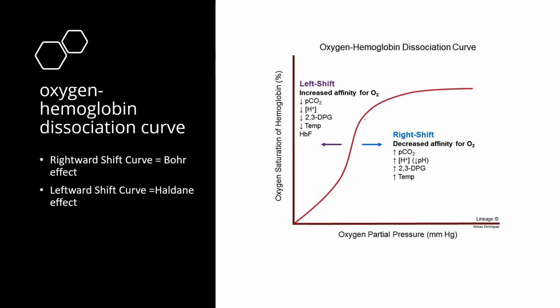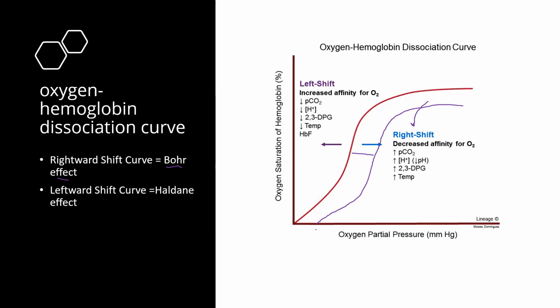Well, there are ways to affect this dissociation curve. There's a rightward shift and a leftward shift. Let's talk about the rightward shift, which is called the Bohr effect. So shifting it towards the right will make the curve look like this, right? It kind of goes this way. This increases the partial pressure of oxygen needed to saturate hemoglobin. So it causes hemoglobin to need a higher pressure to get oxygen inside of it.